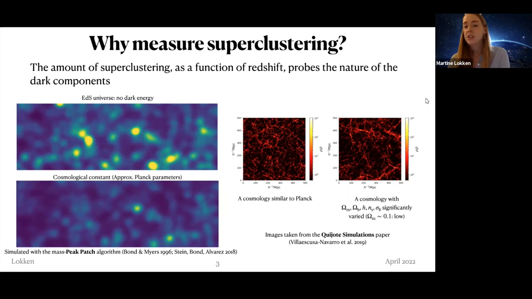So here's some very basic examples of very drastically different universes. On the left are some simulations that I quickly ran with the peak patch algorithm, which rapidly generates halo catalogs from initial conditions in a predictive way. So it's a lot faster than running n-body simulations. The top panel has no dark energy, and the bottom has the typical approximate Planck parameters. And of course, the overall amount of clustering is different in both of those because dark energy suppresses the clustering. But in particular, with the elongated structure, you can see that there are some clear differences in the length and amount of filamentary structure there with the same initial conditions.